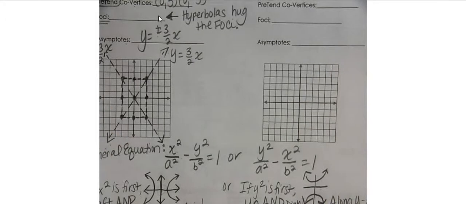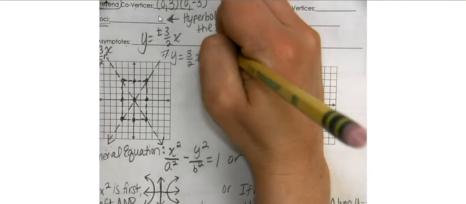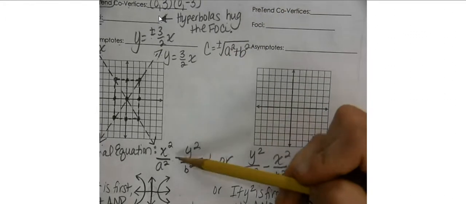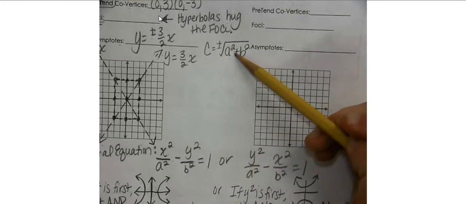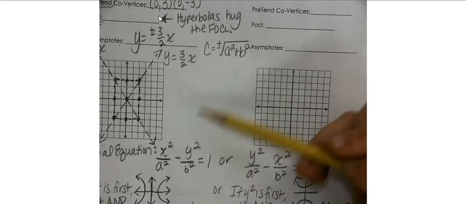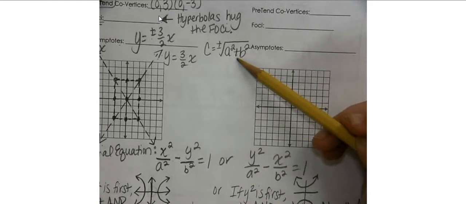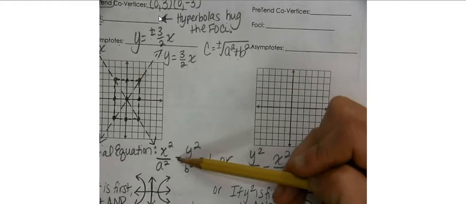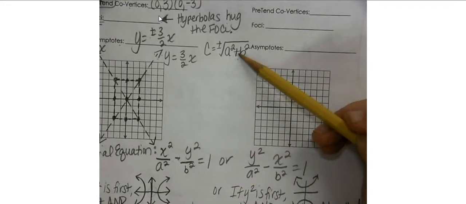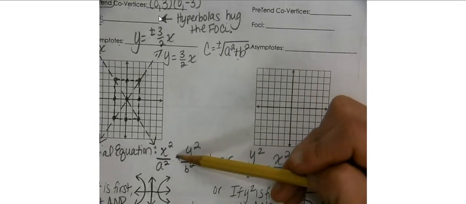We're still going to use the letter c, and it's still going to be equal to plus or minus the square root. But instead of it being a squared minus b squared, it's now going to be a squared plus b squared. So the way to remember it is these two signs need to be opposite. If you're working with minus in your general equation, you're going to use plus in your foci equation. If you're working with plus in your general equation, you're going to work with minus in your foci equation. These two signs are opposite. That's how you remember how to do it.